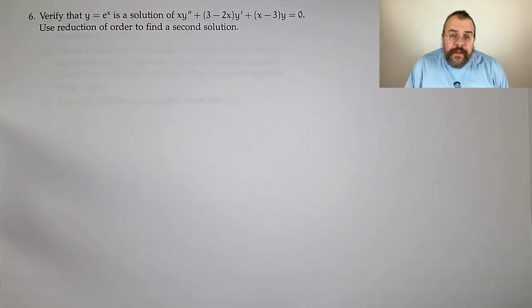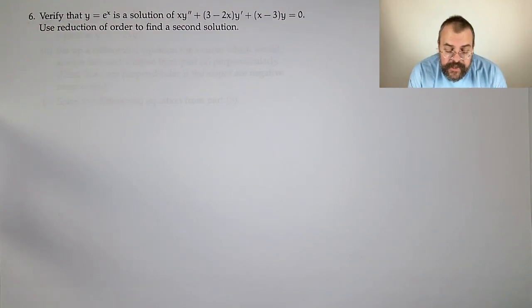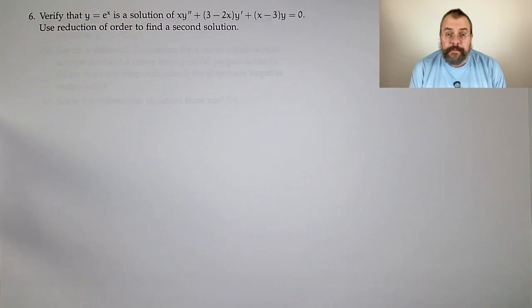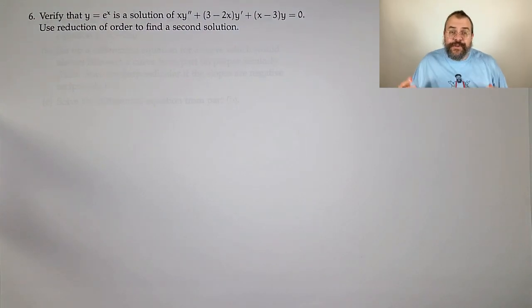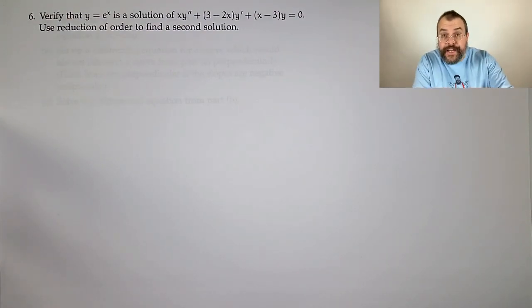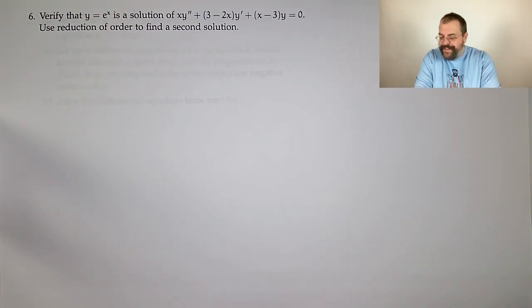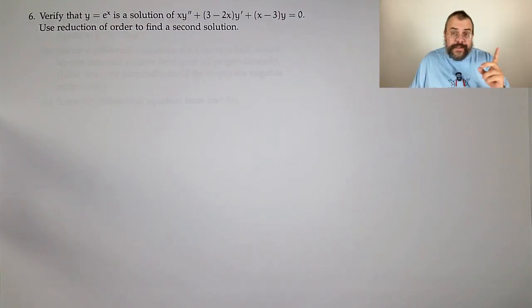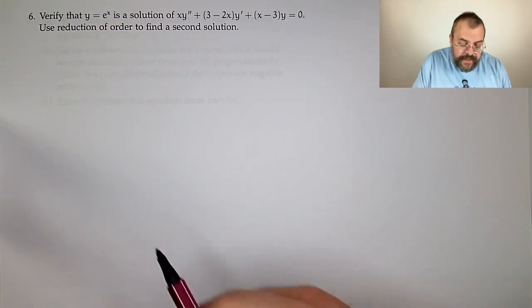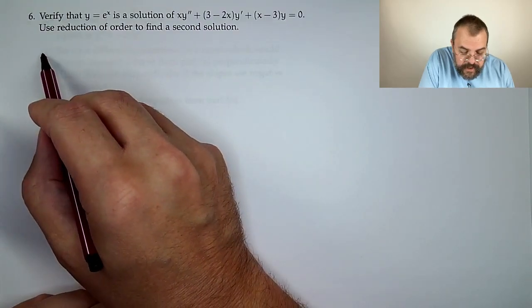All right, verify that y equals e to the x is a solution of this differential equation: x y double prime plus (3 minus 2x) y prime plus (x minus 3) y equals 0. And use reduction of order to find a second solution. All right, well, verify. That's an important thing to be able to do. So how do you verify? Well, you plug it in.